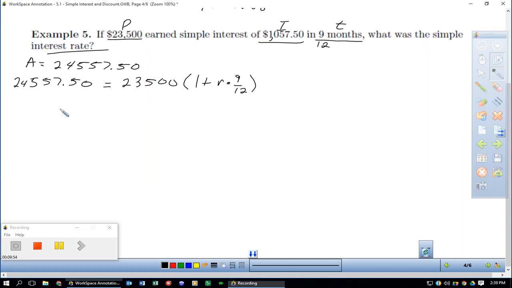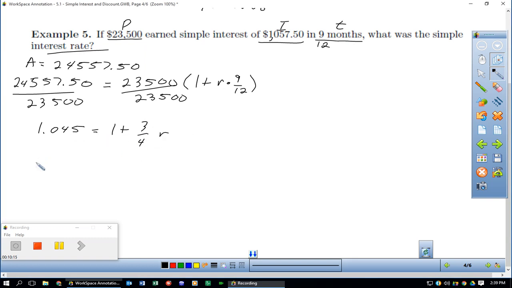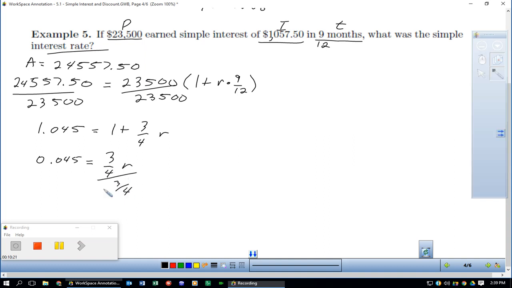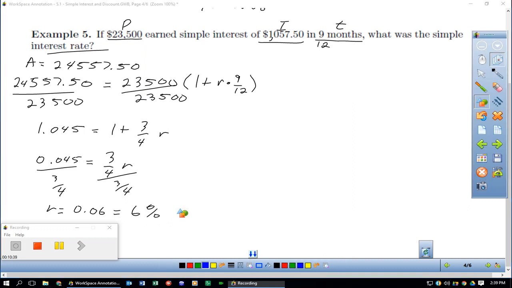So divide by 23,500, and you should get 1.045 equals 1 plus 3/4 R. Subtracting 1 from both sides, we get 0.045 equals 3/4 R, and then dividing by 3/4, R equals 0.06, which is 6%. That's one way to do it.